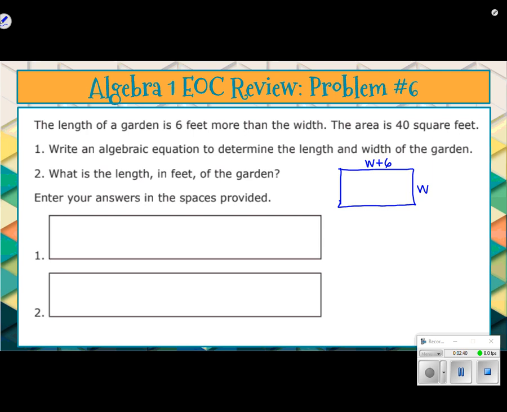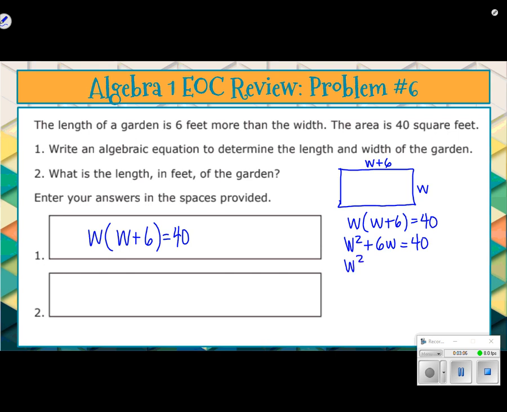Anyway, so we want the area to be 40 square feet. So here's our algebraic equation, right? Area is length times width. So W times W plus 6 equals 40. If you write this out, you could also write W squared plus 6W equals 40. That would be accepted. W squared plus 6W minus 40 equals 0. That would also be accepted. They want an equation, so there are a couple different ones that they will accept.